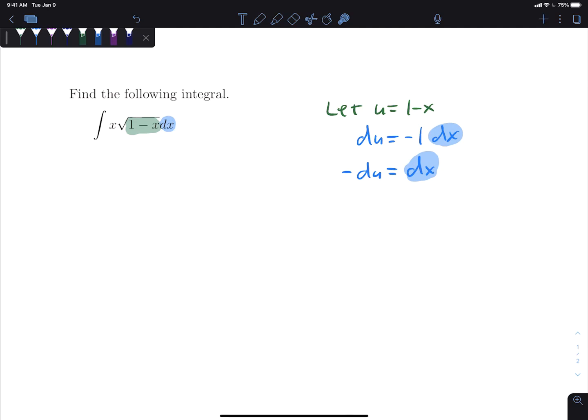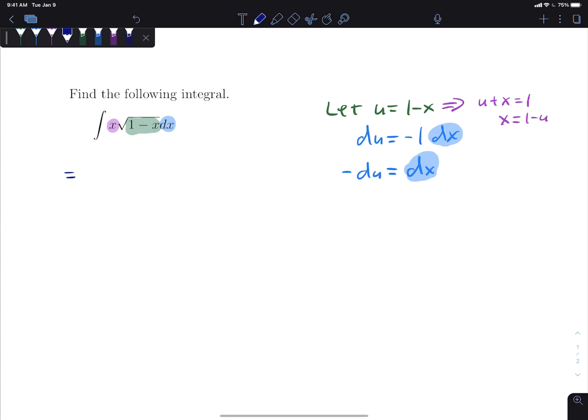So what I can do is say, hey, up here I can solve for x and put it in terms of u. So let's solve this for x, which means add x to both sides and subtract u. So x is actually 1 minus u. So I'm going to replace the x with this entire 1 minus u here.